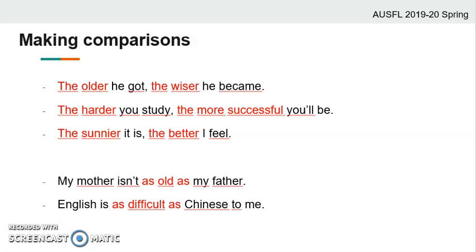The second structure, as, is used when we want to show that the two things are equal or not. For instance, my mother isn't as old as my father, so it means that they're not equal. My mother is younger. In the second example, English is as difficult as Chinese to me. Here, the meaning is they're equal. They are the same.